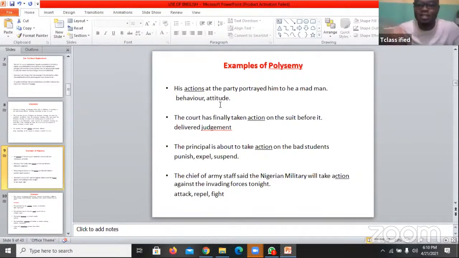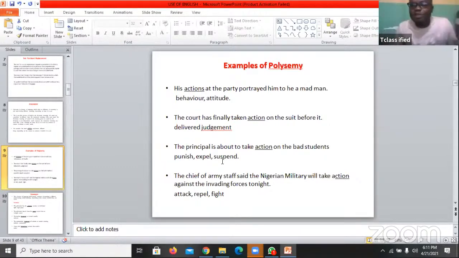So you can see that action can mean different things. So let's get to another statement where action is also meaning another thing altogether. So we have here, the principal is about to take action on the bad student. So in this case, action means punish, expel, suspend.